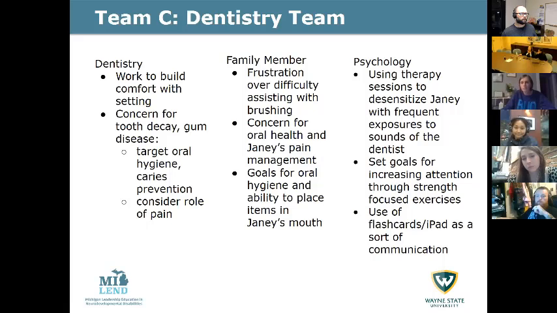We had concern for obviously Janie's oral health and her pain management that might come from not being able to have that successful dentistry experience, and just what the overall goals were for her hygiene and the ability to place items in Janie's mouth to continue that good oral hygiene and be able to do what is necessary for her to better herself.